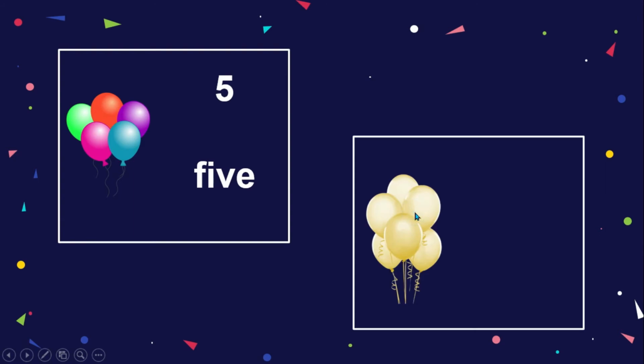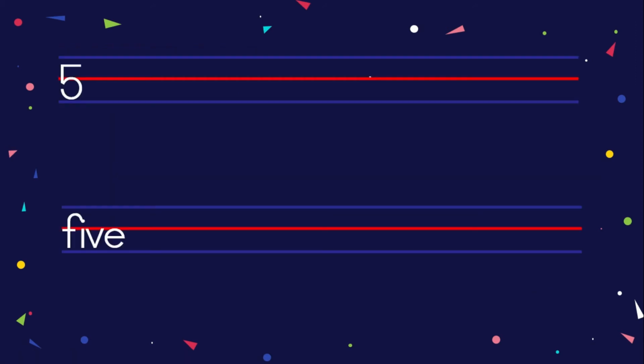For this another set, let's count the balloons. 1, 2, 3, 4, 5, 6. Therefore, there are 6 balloons. And this is the numeral for 6, and this will be the number word for 6. Okay? Next, we're going to write the numeral 5 and the number word 5.